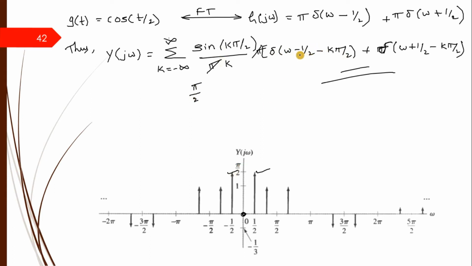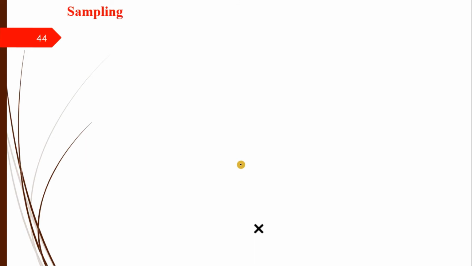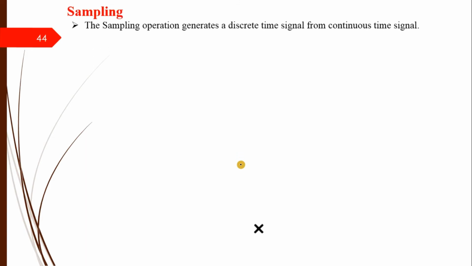Pi by 2 is a signal. Same thing when you substitute omega is equal to minus 1 by 2, you also get the same thing. Similarly, you can find out the rest of the values within the range: pi by 2 here, pi by 2 here, and the rest everywhere it goes on changing. So this is a problem related to multiplication. Okay, so actually it is a multiplication with a square wave.